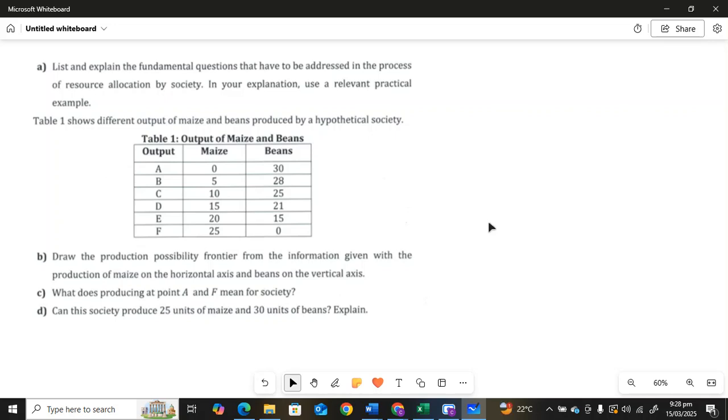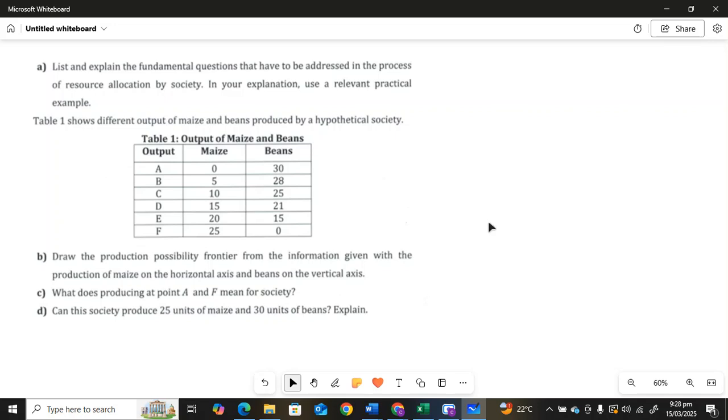Yes, efficiency. Okay. Getting the best results with minimal waste of resources. It's all about utilizing your resources where you're not wasting them.